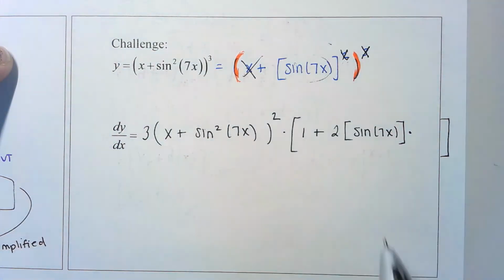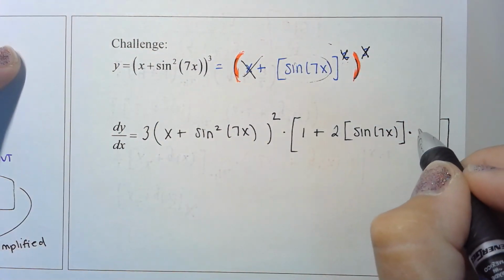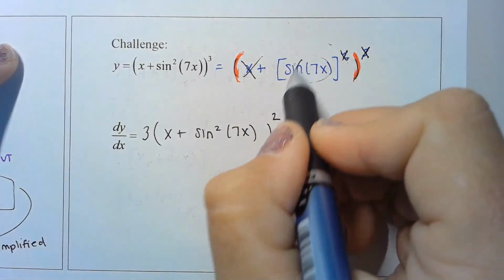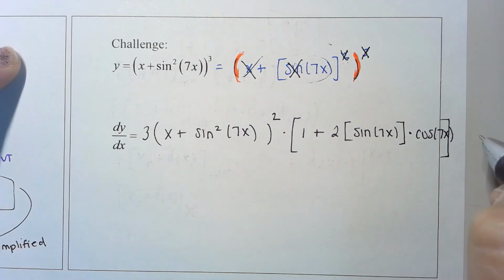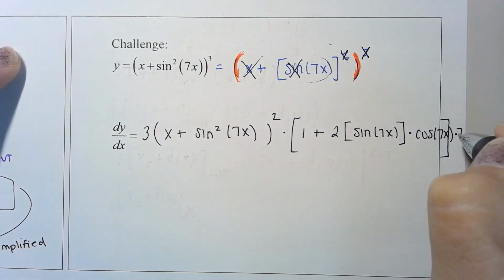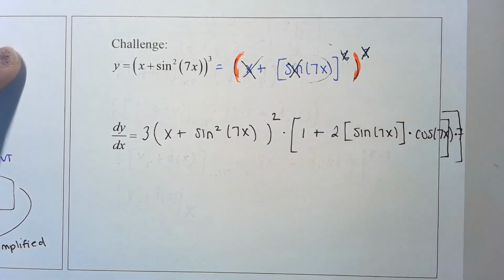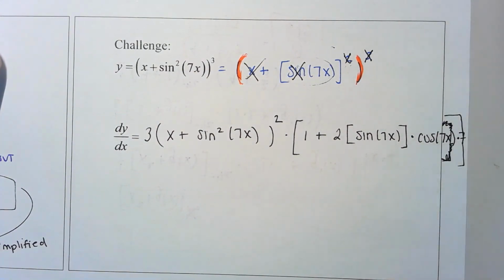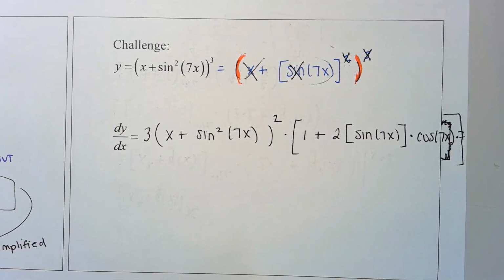Now, we've got the sine of 7x. The derivative of that is the cosine of 7x. Oh man. And then I need to multiply that by 7. And then I need to close my brackets. I was a little premature in my bracket closing. Wish I had some white out. And I'm sorry that got to be a mess.